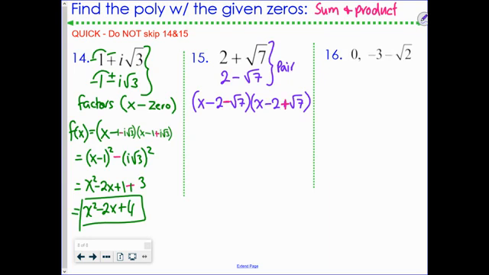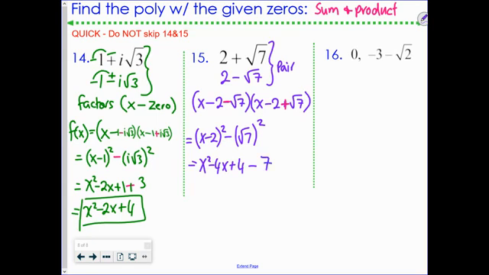Difference of squares. We used a lot during the year. So I've got difference of squares. My a is x minus 2. My b is the square root of 7. Difference of squares says a squared minus b squared. So this is going to equal x minus 2 squared, which is x squared minus 4x plus 4. Then I'm subtracting the square root of 7 squared, which is 7.